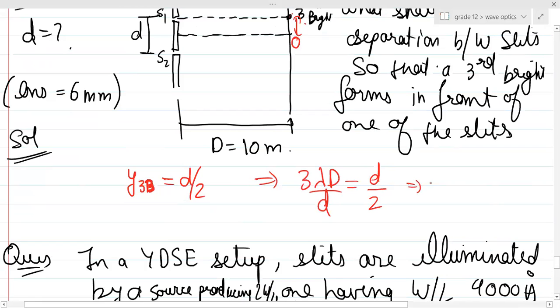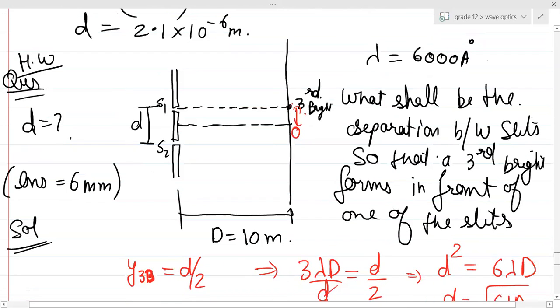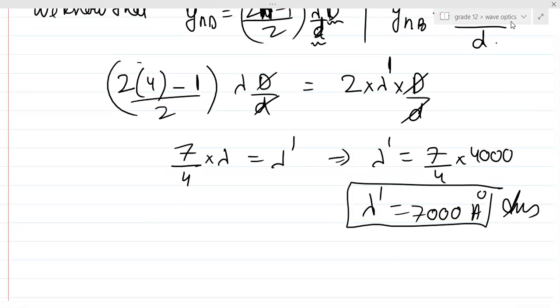So from here, can you see, d square is equal to 6 lambda D, and d is equal to the square root of 6 lambda D. So you put lambda and D over here, and you get your answer. Is it clear? The question was easy, right? Sorry.